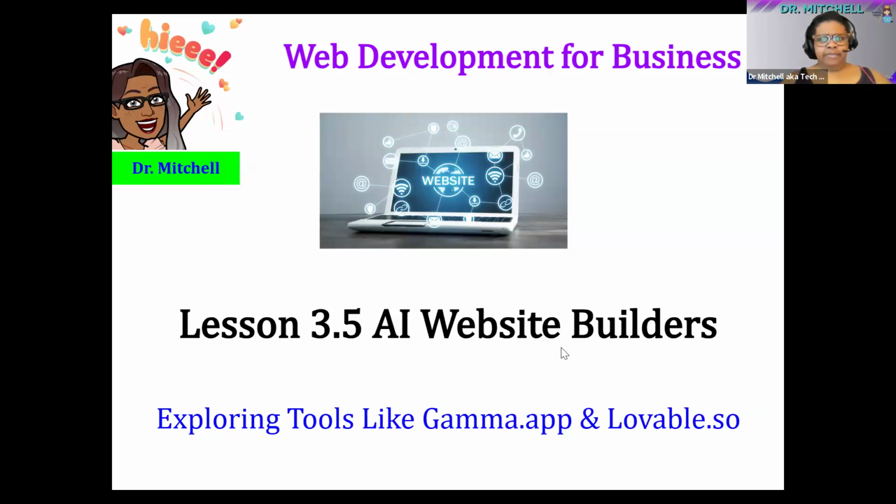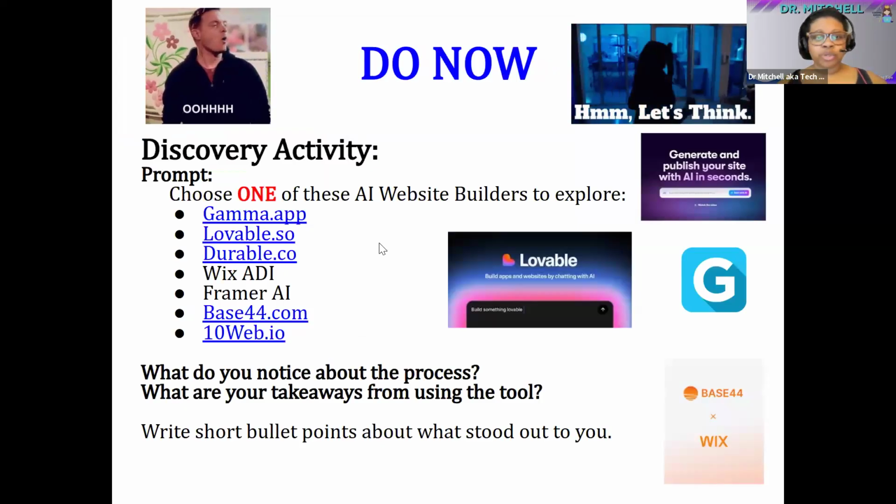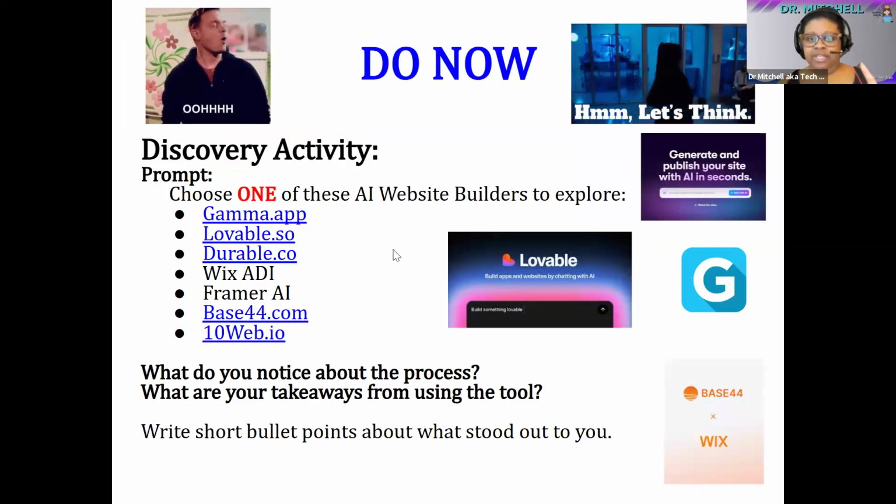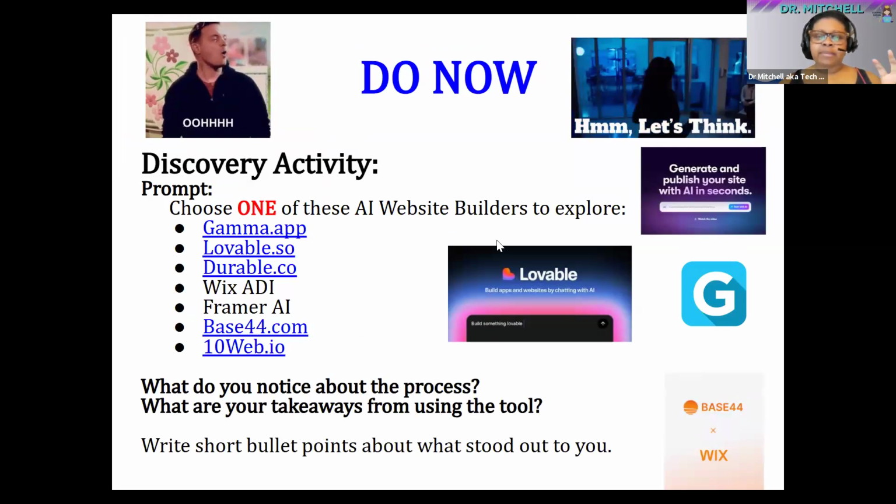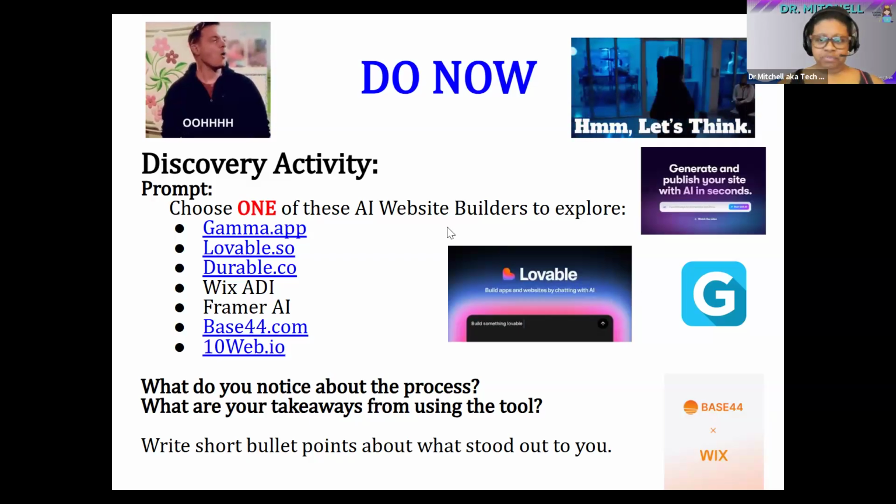I think I have about seven, but you will see when I share the worksheet that you're going to be filling out. All right, so you need to start out today with this lesson doing the discovery activity. The prompt is choosing one of these AI website builders, and I want you to share what do you notice about the process? What are your takeaways from using the tool or just exploring it? So you need to write short bullet points about what stood out to you.